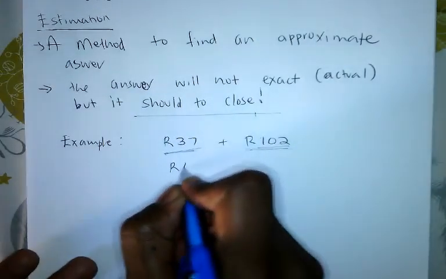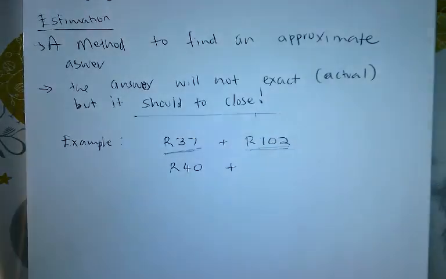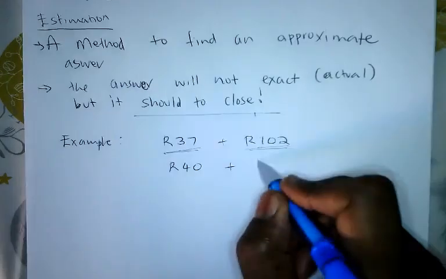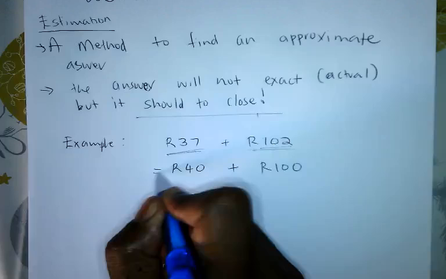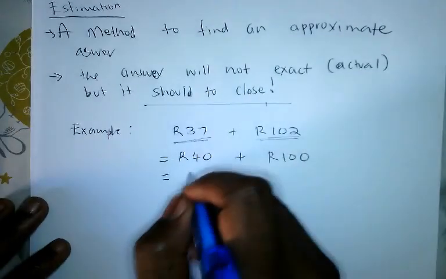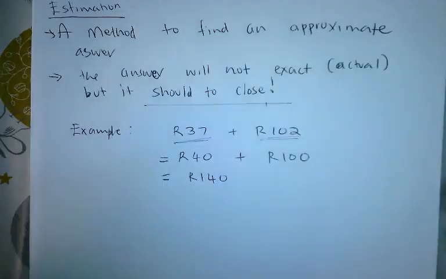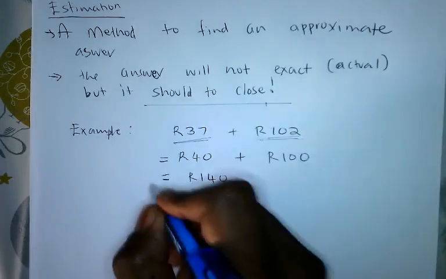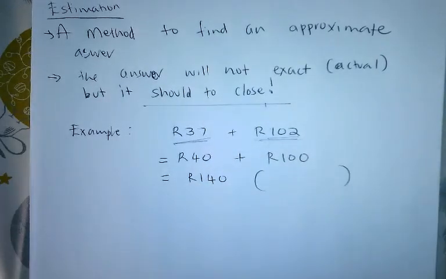37 can be estimated to what? 40 rands. It's almost 40 rands if you have 37 rands. And 102 is almost how much? 100 rands. Are we all clear? So a quick calculation will be roughly how much? 140. But what is the actual answer?